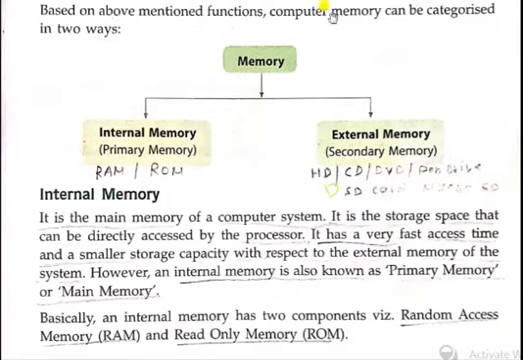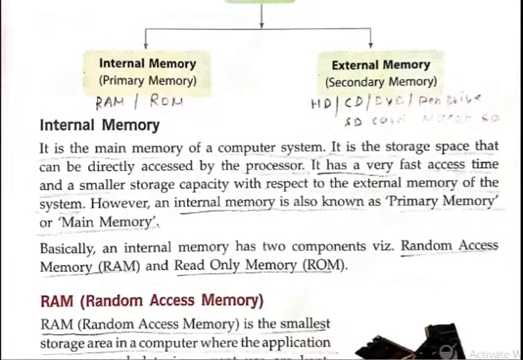Understood? Now computer memory can be categorized in two ways. The first one internal memory and second one external memory. Internal memory is also called primary memory or main memory. External memory is also called secondary memory. Internal memory has two types, RAM and ROM. External memory has many types like hard disk, CD, DVD, pen drive, SD card and micro SD. So one by one we will discuss. First we will discuss internal memory. So what is internal memory?